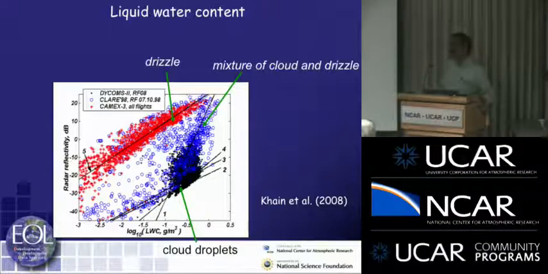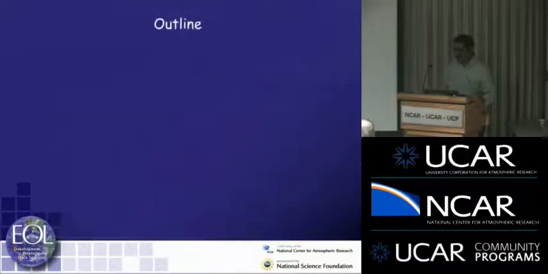And so we need a system which can do very sensitive measurements, like you're talking about much lower dBZ values. At the same time, can it estimate droplet size so that we can distinguish liquid water content, whether for a drizzle or cloud droplets. With that motivation, there's a need to build this cloud radar.